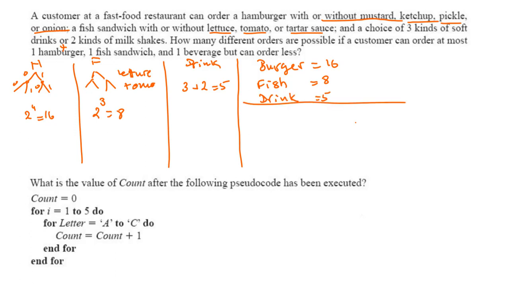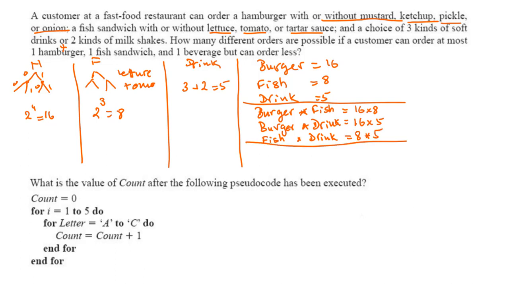He also can order burger and fish. So burger and fish, meaning 16 times 8. Also a burger and a drink, and that will be 16 times 5. And the last one, 2 of them, fish and drink. And so the fish 8 choices and the drinks are 5.